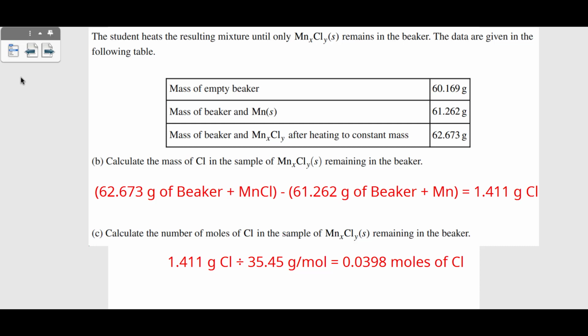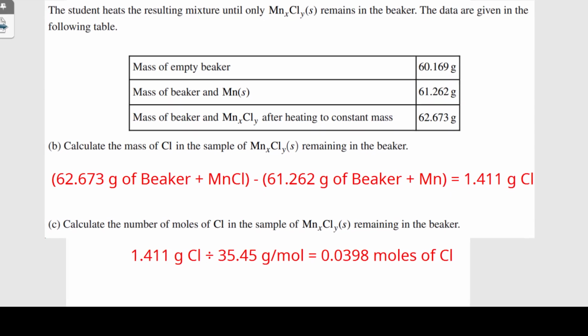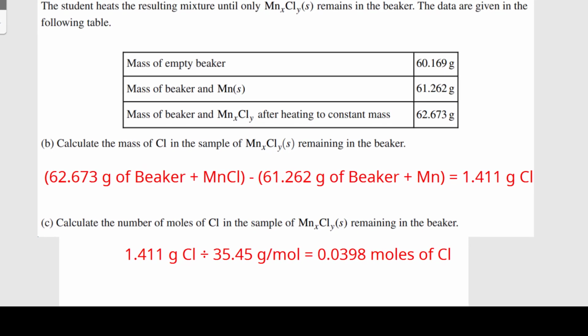And so if we want to know the mass of just the chloride, we're going to take the mass of the beaker and the manganese chloride, subtract from the beaker and the manganese, and we end up getting 1.411 grams of chloride. And we take those 1.411 grams of chloride, we divide by its molar mass, and that gives us, for part C, 0.0398 moles of the chloride.